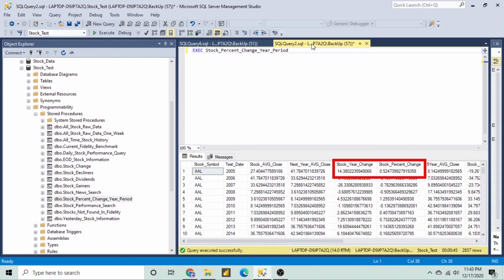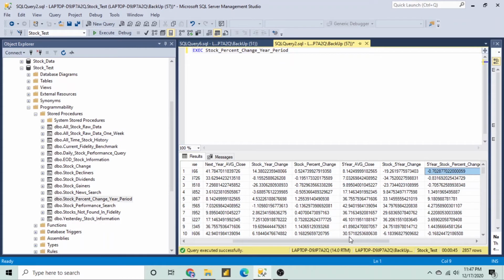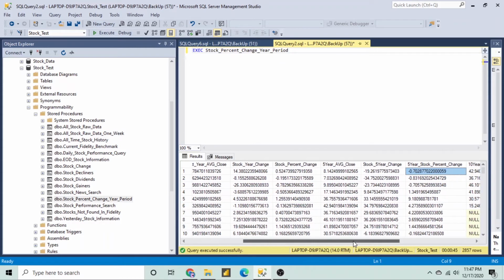I won't show the whole output because it could get a little bit overwhelming. But if you look at the 5-year average close, you can see that it's going to pull the value in the first, or the third column, excuse me, stock average close from the year of 2010, which is $8.14. And when not enough data is supplied, we get the value of null. So if I scroll over to the right a bit, you're going to see that we have several null values.